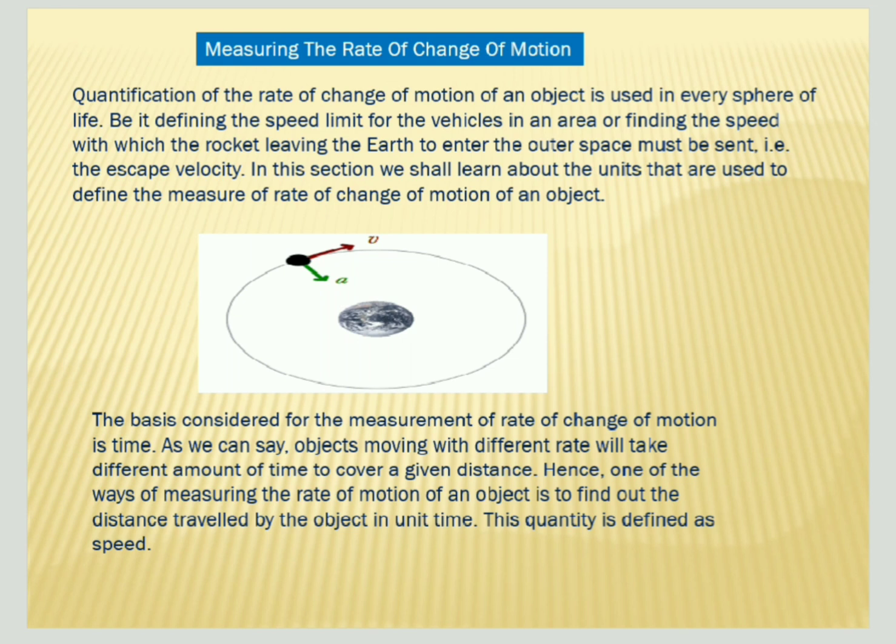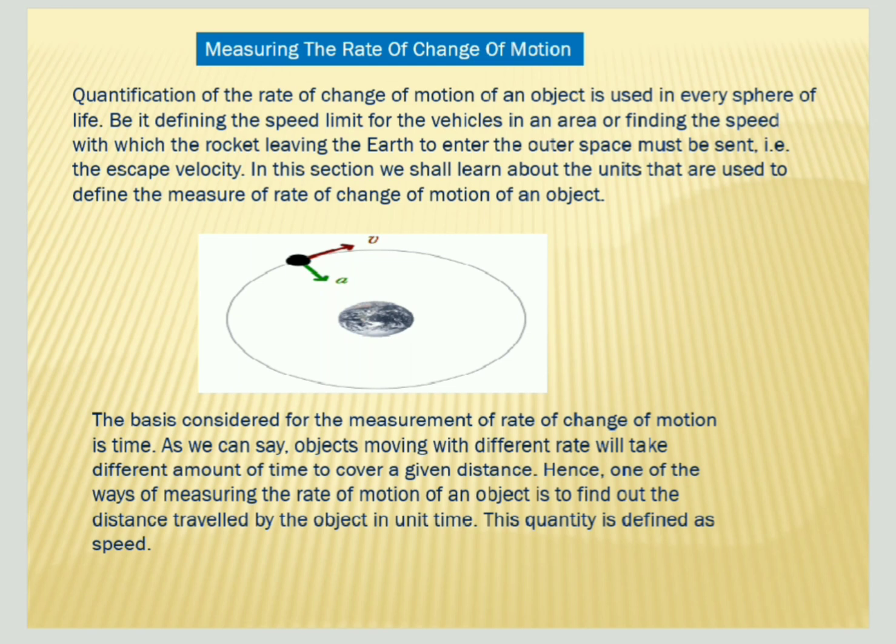So the major quantity we use to measure the rate of change of motion, that is, how fast or slow the motion of an object or a person is changing, is speed. And as we have already studied, the formula of speed is speed equal to distance upon time.